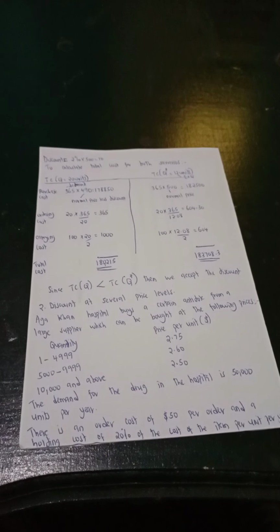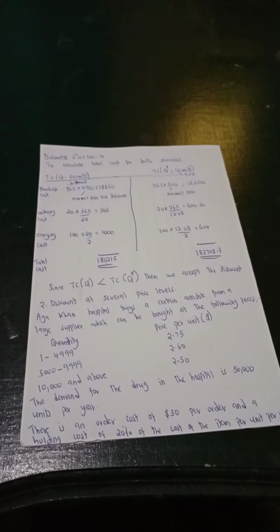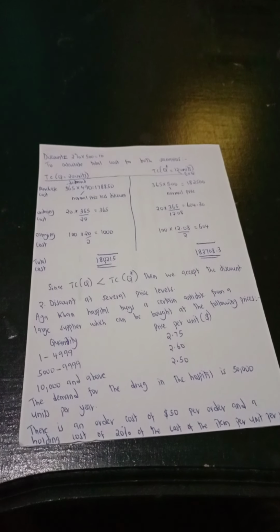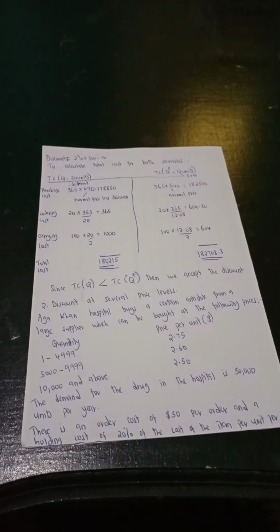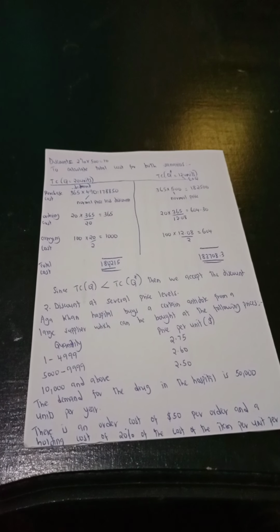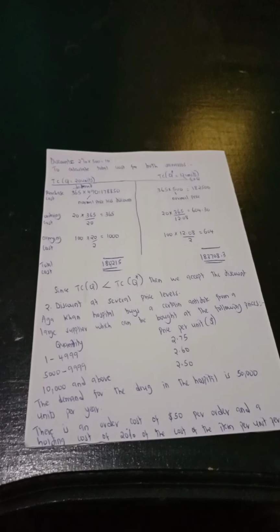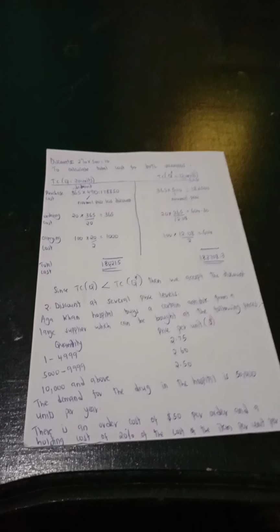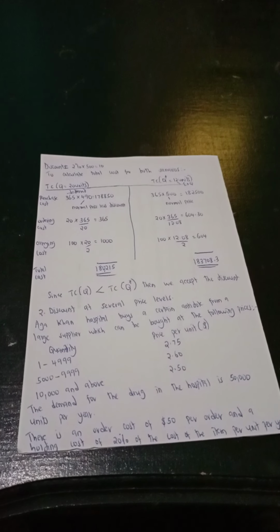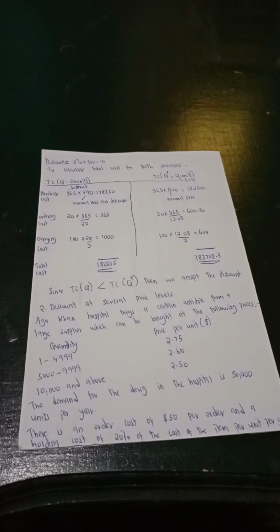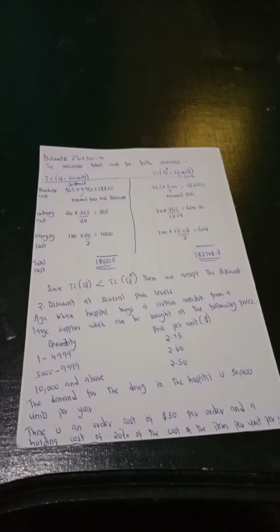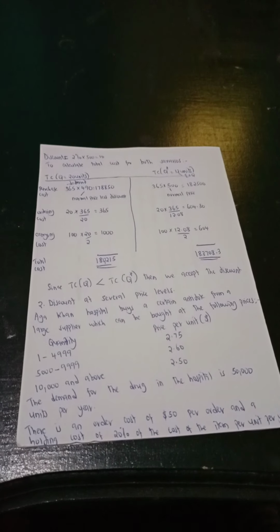When you have the discount at several price levels, we have an example there. Aga Khan Hospital buys a certain antidote from a large supplier, which can be bought at the following prices. We have the quantity and the price per unit in dollars. When the quantity is between 1 and 4,999, the price is going to be 2.75. When the quantity is between 5,000 and 9,999, the price is going to be 2.6. And when the quantity is 10,000 and above, then the price is going to be 2.5 per unit.